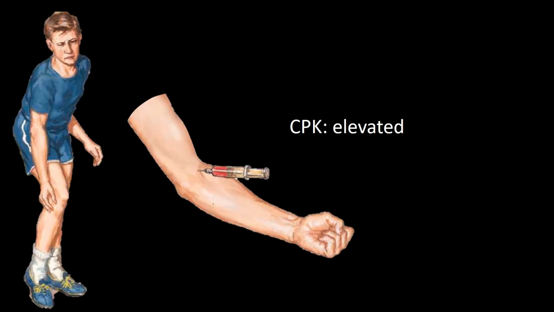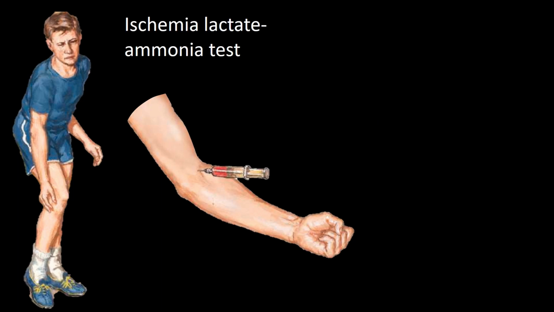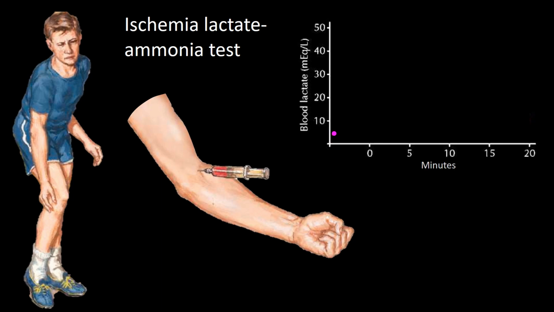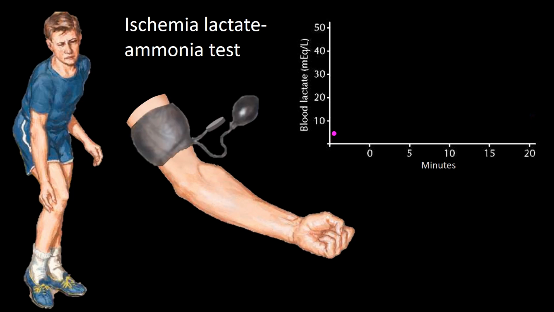CPK is elevated during the episodes. Another useful test to diagnose this condition is the lactate ammonia test. In this test, baseline lactic acid and ammonia levels are obtained and plotted in a graph. In this example, only lactic levels will be shown. Then a cuff is placed and inflated to stop arterial blood flow to the hand. Following this, the patient is asked to make a fist on and off for 5 minutes or as long as the patient can stand it.